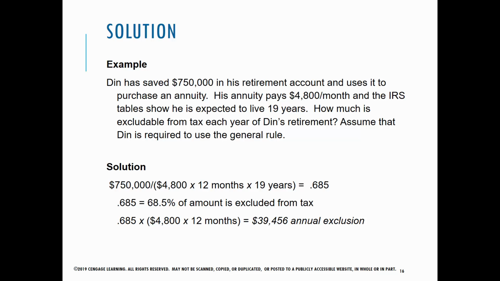So 68.5% of everything he pulls out is excludable. That's really the return of his principal. There are no taxes on that. It's a return of his principal, his own money. Okay, I finally get it, sorry. Therefore, of the amount that he gets, $39,456 is excluded, the rest is included.